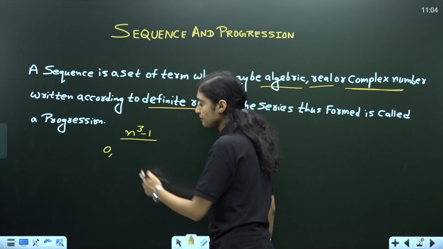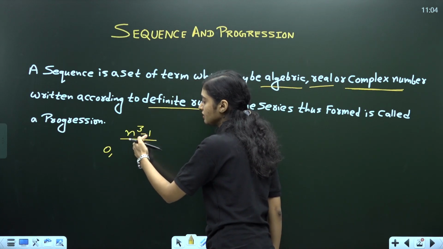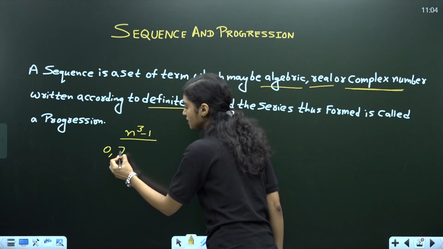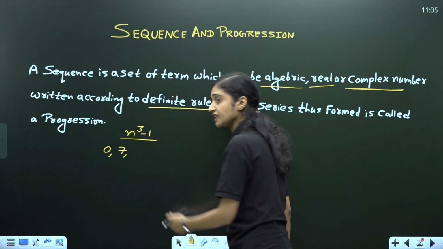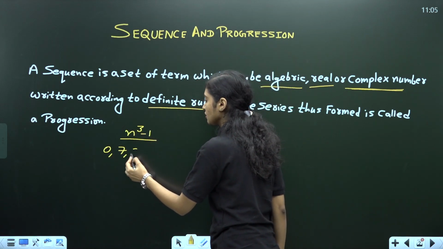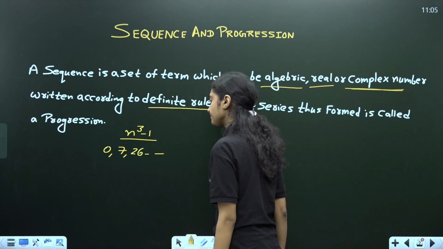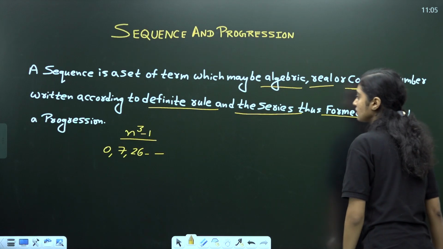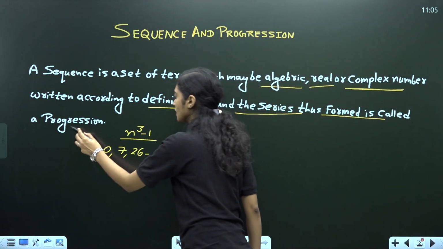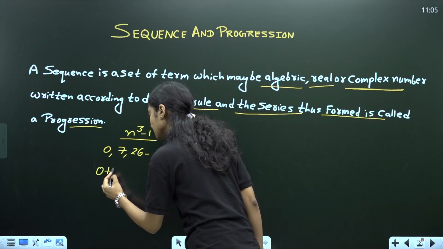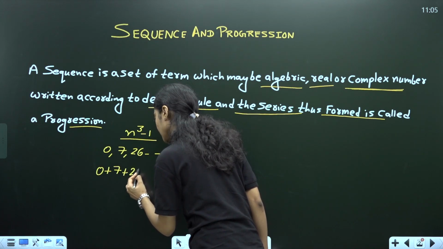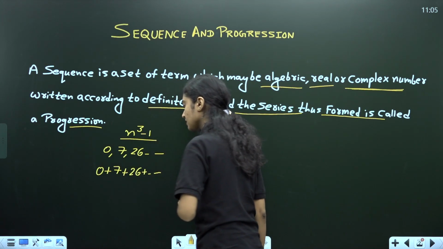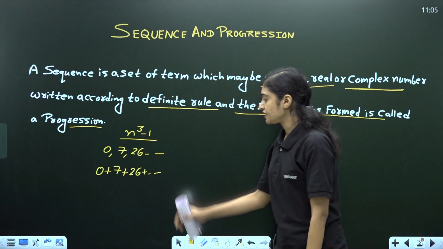Equals 0. If we put n = 1 then 0, then n = 2 gives 7 and n = 3 gives 26 and so on. The series thus formed is called a progression. If we add all the terms of the sequence, then this will become a series. This is known as progression.